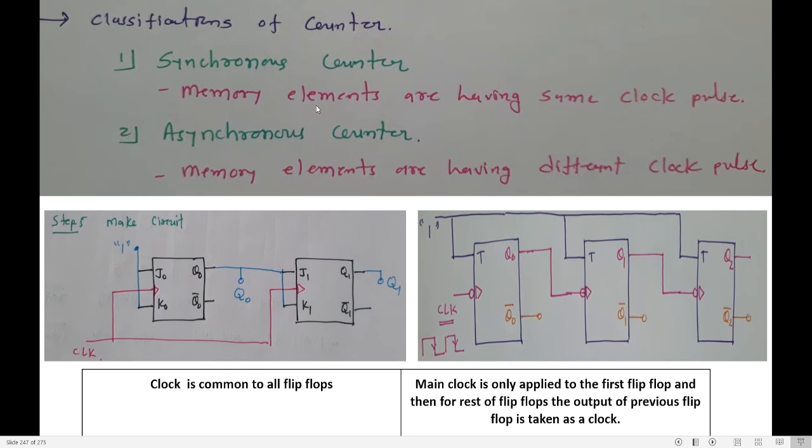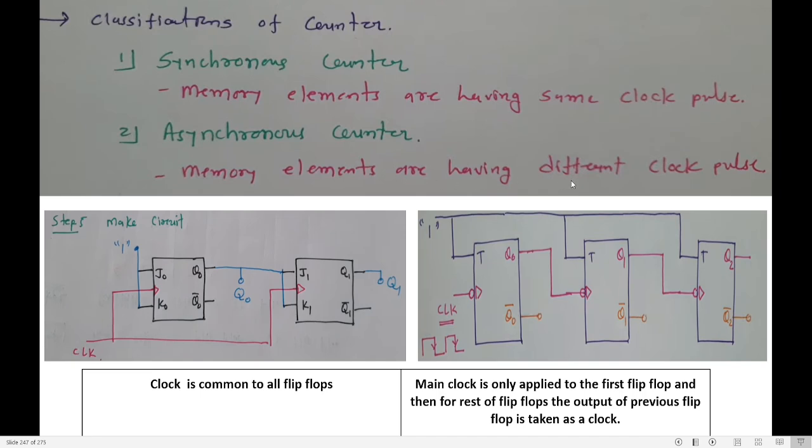What is a memory element? Memory element can be any flip-flop: JK, T, D or RS. So if the memory elements are connected to the common clock, I just want to show you an example. I've taken a circuit for the understanding. Here I've used JK flip-flops as memory elements. Here both the flip-flops are connected to a common clock. Can you see the common clock is connected to both the flip-flops? That is why we say memory elements are having the same clock pulse. I call that type of circuit a synchronous counter.